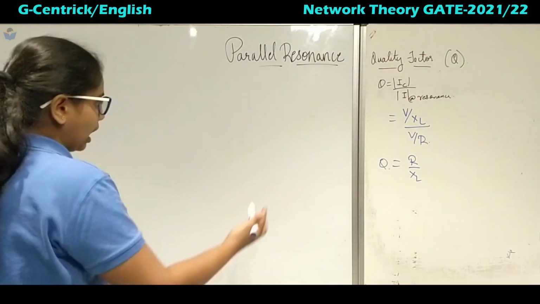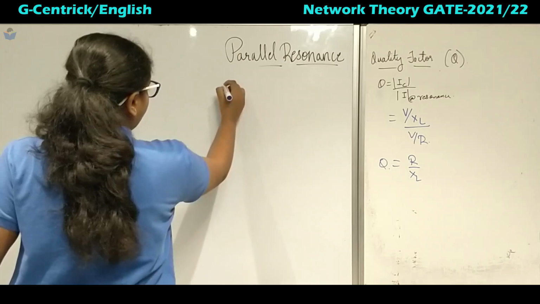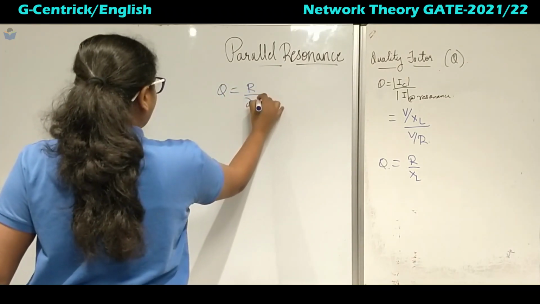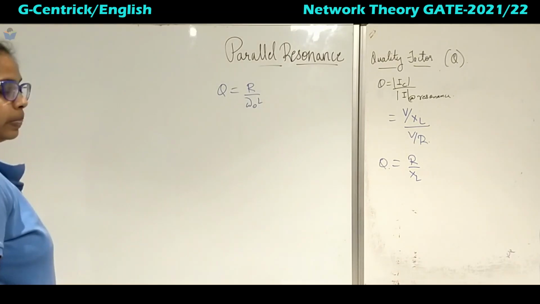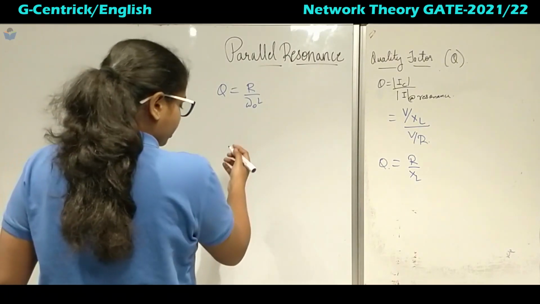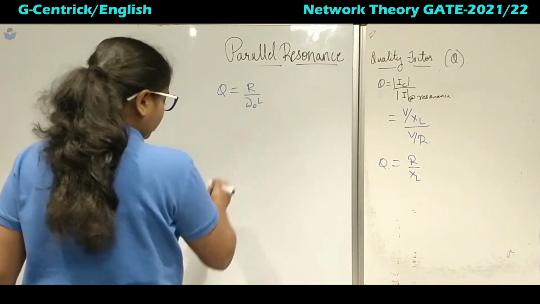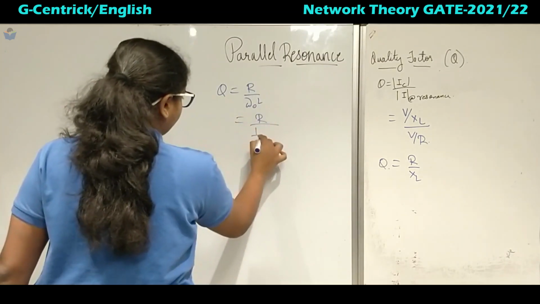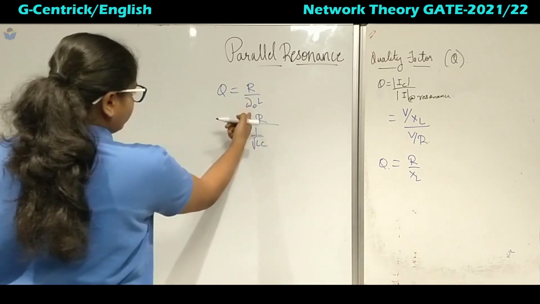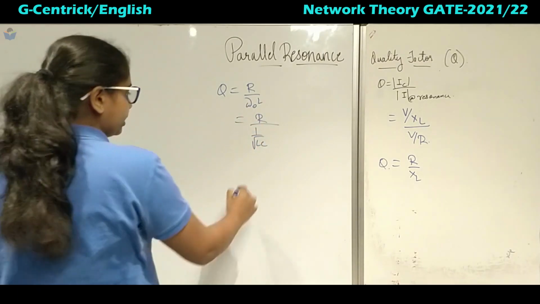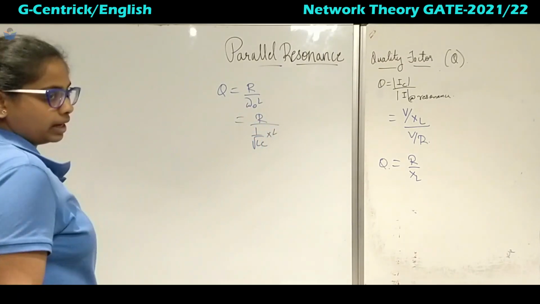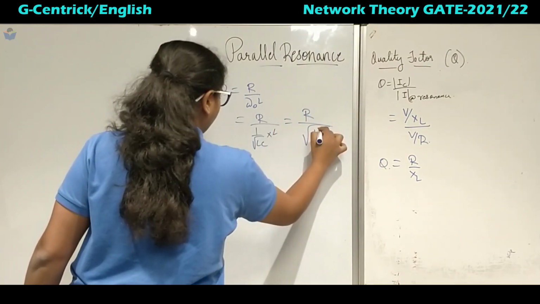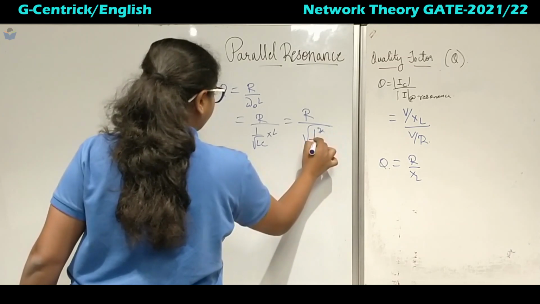So now this is R by X. I can write X as omega naught into L. Then, this omega naught is 1 by root LC. So this is L. If I take L inside, it will be root of L squared by LC, right?